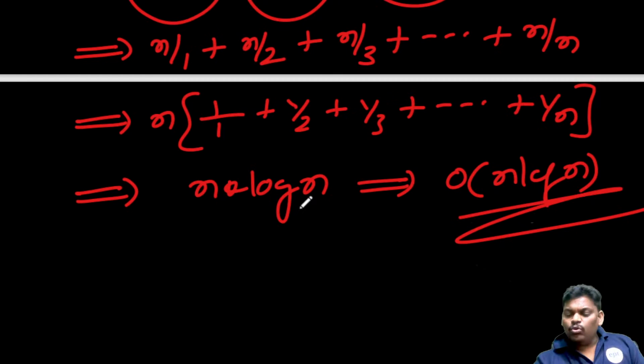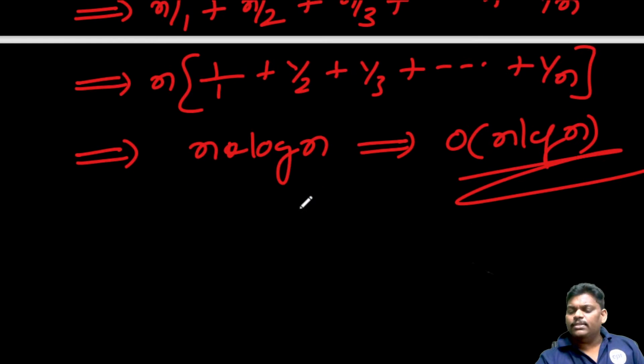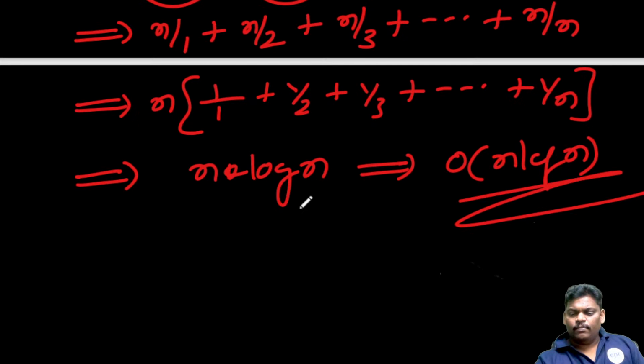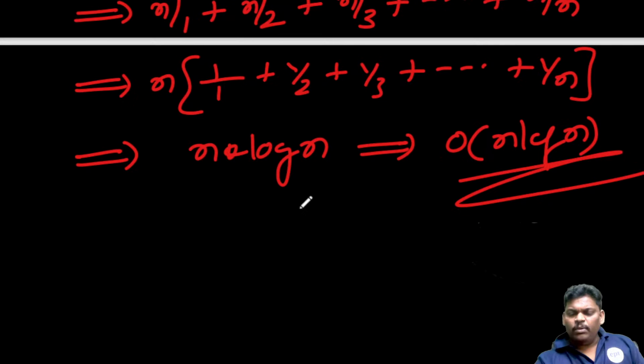Inner loops and dependency. Suppose inner loops have no dependency, then multiply. If inner loops have a dependency, one series will come like this. With inner loop dependency, you have to get the series.